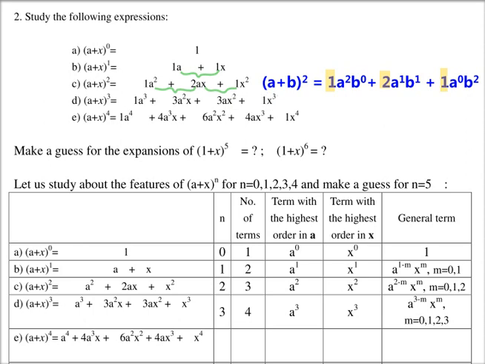Get it? That's how it goes. The next one, why is this 4? And this is 6. It's also easy. When we sum these together, 1 plus 3 equals 4, 3 plus 3 equals 6, 3 plus 1 equals 4, etc. Got it?